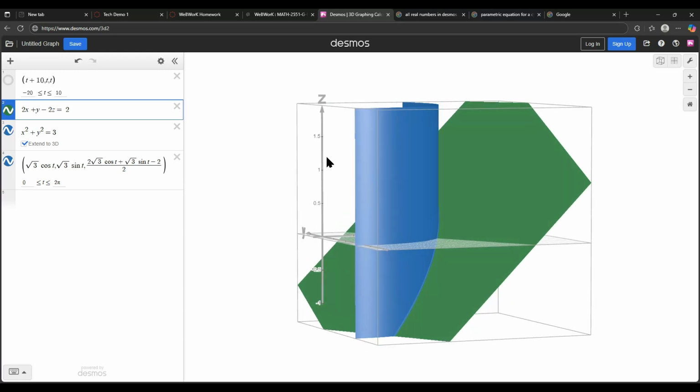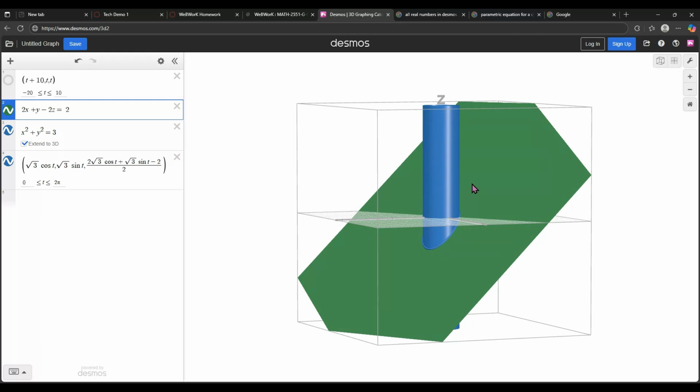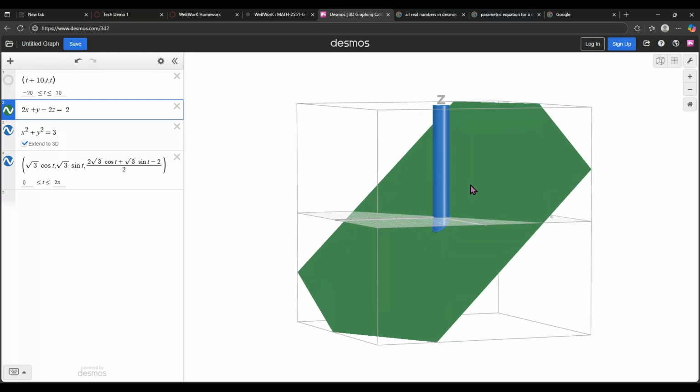So that's how you can see that it's exactly where it's supposed to be, and how this calculation works for this.